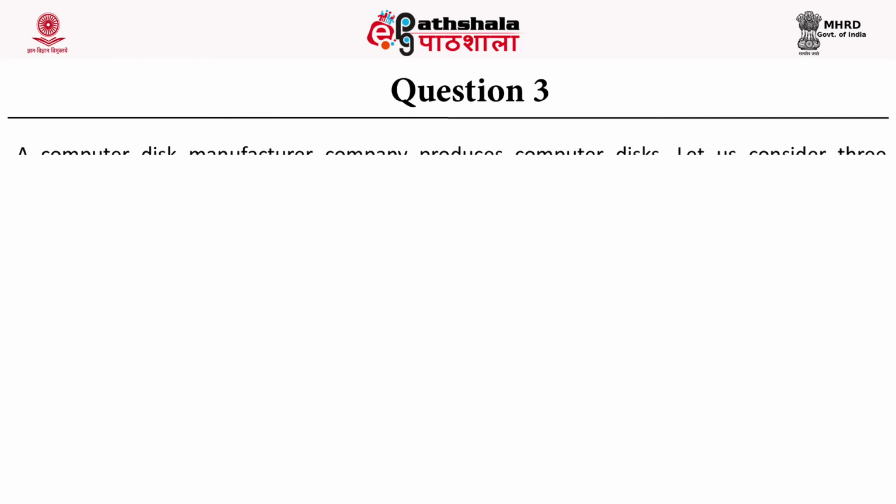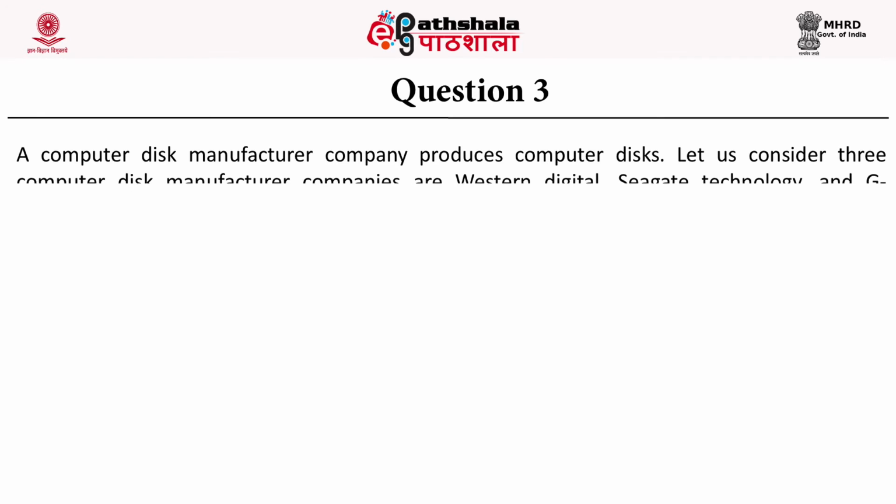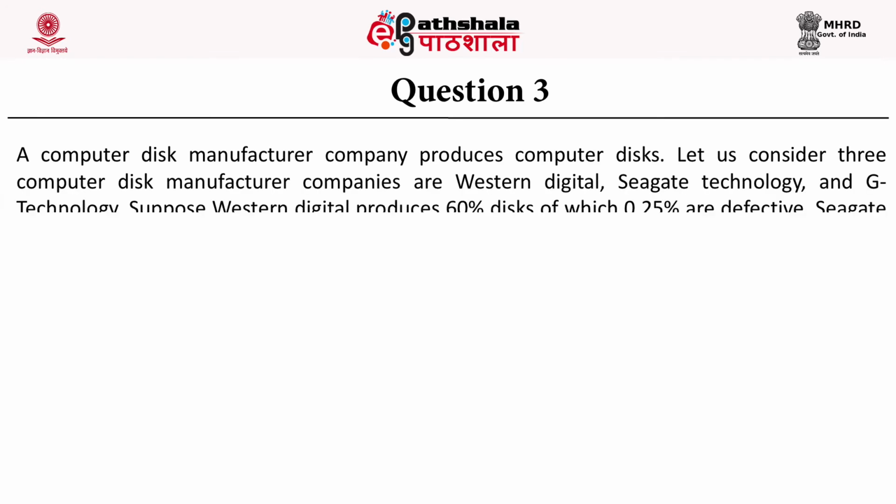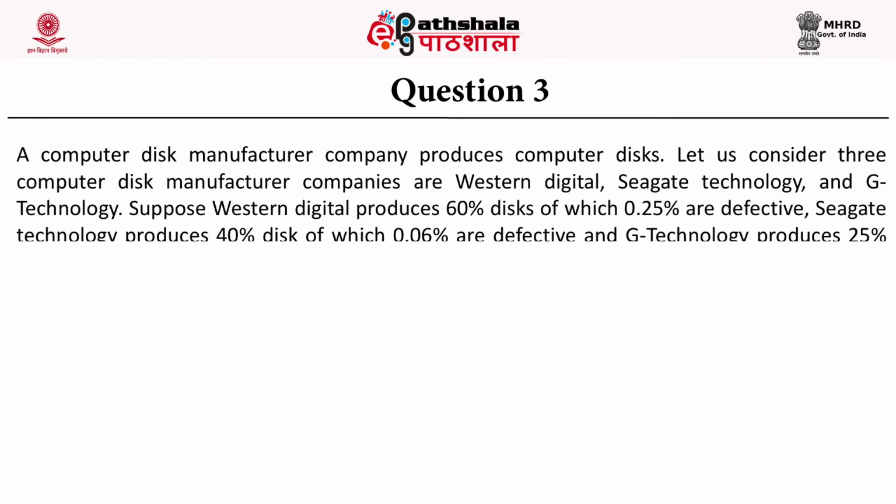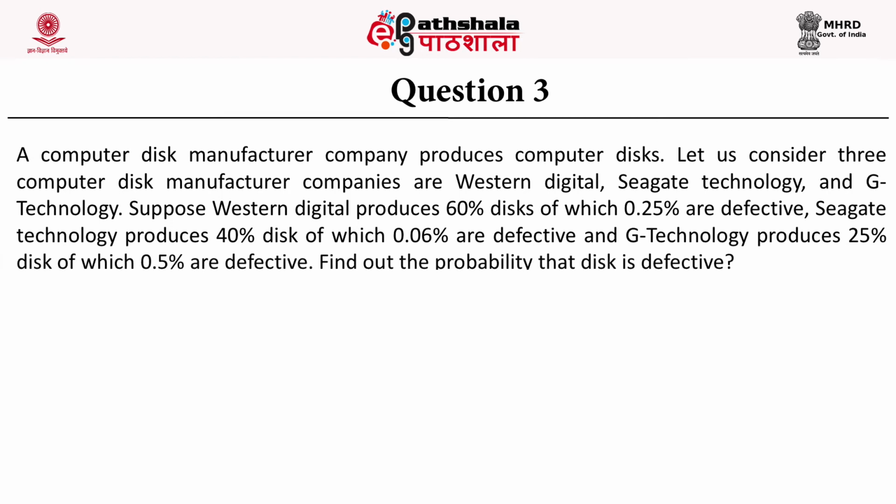Now we have another example of a computer disk. A computer disk manufacturer company produces computer disks. Let us consider three computer disk manufacturers: Western Digital, Seagate Technology and G Technology. Suppose Western Digital produces 60% of disks, in which 25% are defective. Seagate Technology produces 40% of disks, of which 0.06% are defective, and G Technology produces 25% of disks, of which 0.5% are defective. Find the probability that a disk is defective.